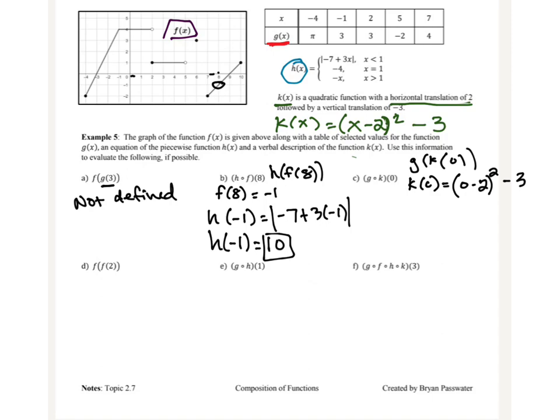4 minus 3 is 1. Whoa. K of 0 is 1. So now we're looking for g of 1. Does not exist. G of 1 is not defined. So we put not defined. That's so cool. Another point for Macy. Not defined.